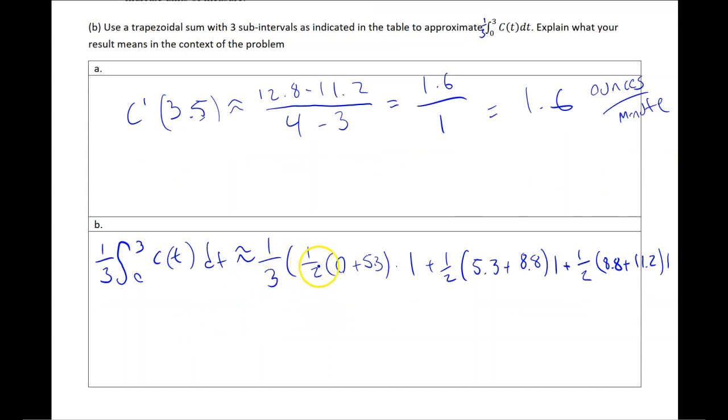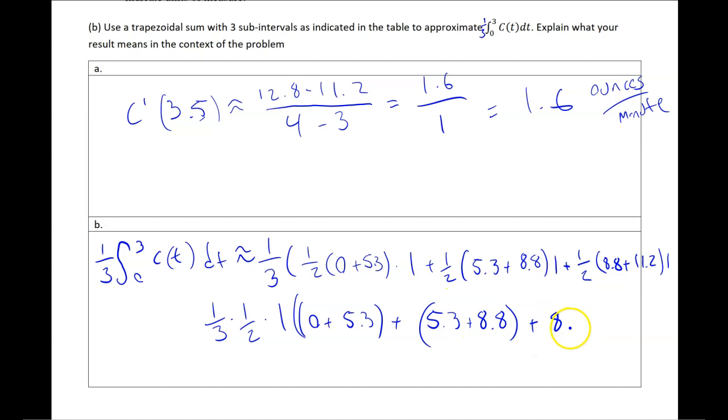And you can also write this in kind of factored form. So Riemann sums, or trapezoidal sums, often have values appearing in every term. So I can factor out a 1/2 and a 1 because my change in x is constant in this case, times 1/2 times 1, and then it would just be 0 plus 5.3 plus 5.3 plus 8.8 plus 8.8 plus 11.2. Okay, and that's fine to leave it like that as well. Either of these, I can just draw a box around this and call this my answer.